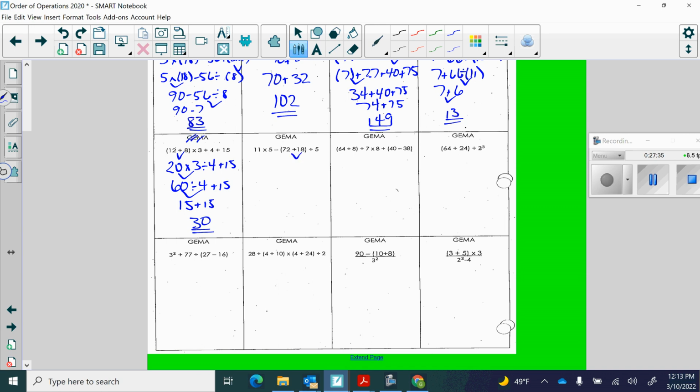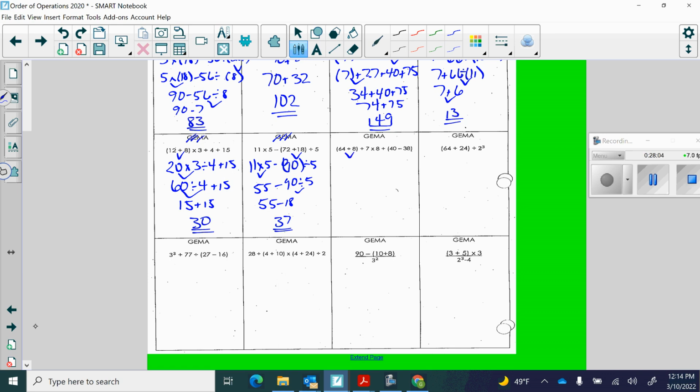Next one, we have a grouping on this side. So 11 times 5 minus 70, 80, 90 divided by 5. No more groupings. No exponents. Multiplication division. I'm going to go left to right. Gives us 55 minus 90 divided by 5. I have a division on this side. 55 minus 18 for a total of 37.